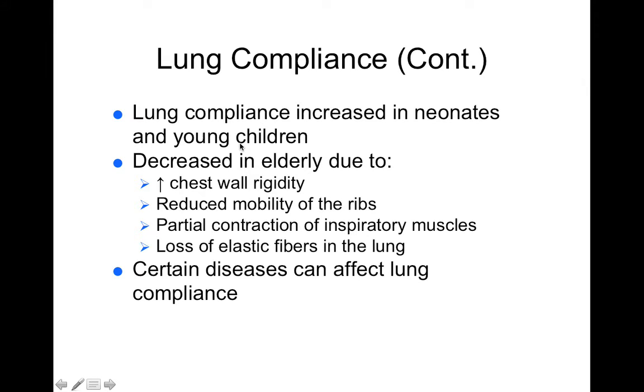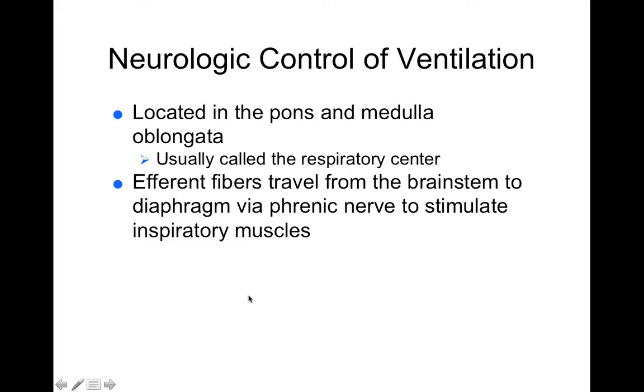What we find then is that lung compliance is increased in neonates and young children, and you see it decreased under conditions of increased chest wall rigidity, reduced mobility of ribs, sustained and partial contraction of different muscles, or loss of elastic fibers in the lung. All of these can decrease your lung compliance and make it more difficult to ventilate. And we'll talk about different diseases that affect lung compliance in more detail in a future chapter.